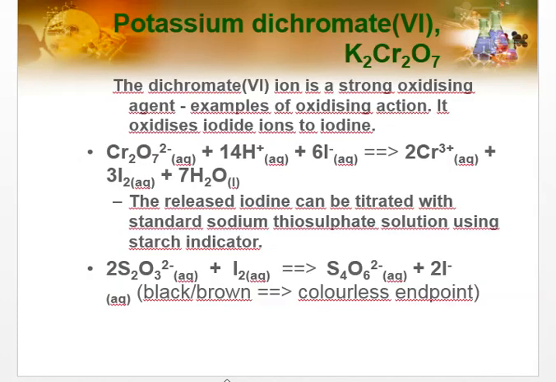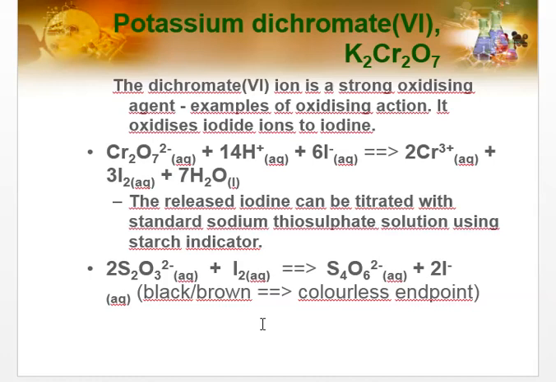The dichromate 6 ion is a strong oxidizing agent. Examples of oxidizing action: it oxidizes iodide ions to iodine. In this reaction, from the iodide we get free iodine. The released iodine can be titrated with standard sodium thiosulfate solution using starch indicator.